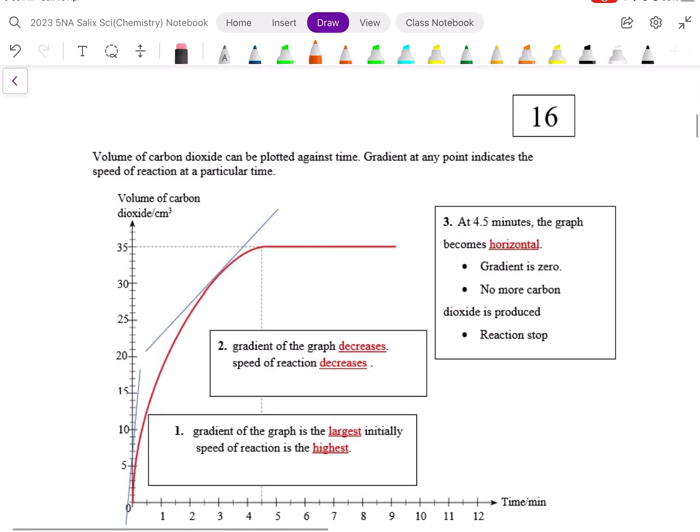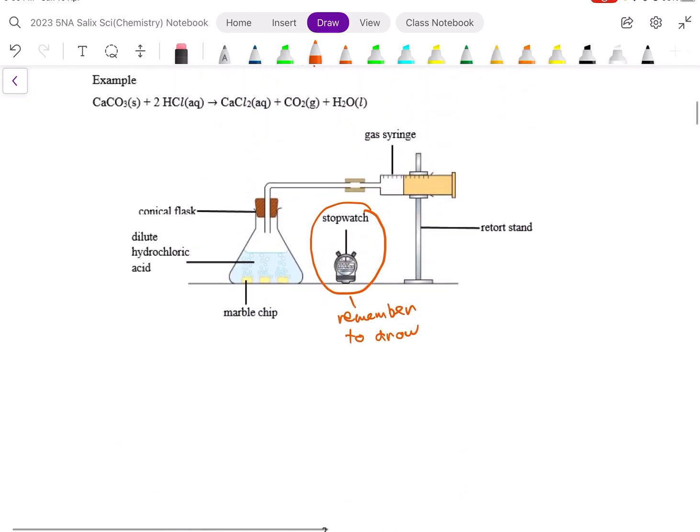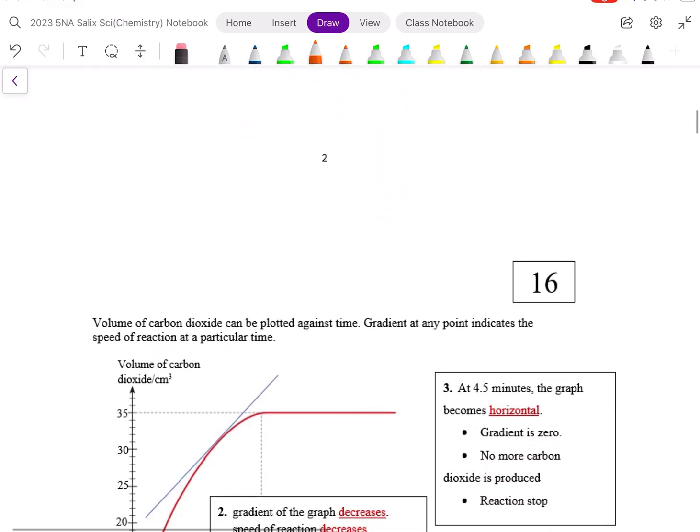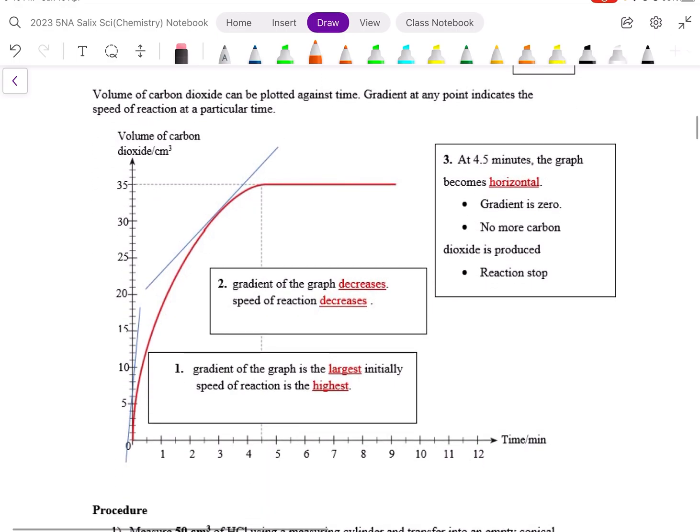So what kind of graph you obtain out of a setup like this is that you are measuring, with the gas syringe, the volume of your CO2. Then the stopwatch of course is the time. This one no need me to tell you, you should be clear. Next thing you do is you will plot the volume of carbon dioxide against time. So the gradient at any point tells you the speed of reaction. The gradient of the tangent will always tell you the speed of reaction.